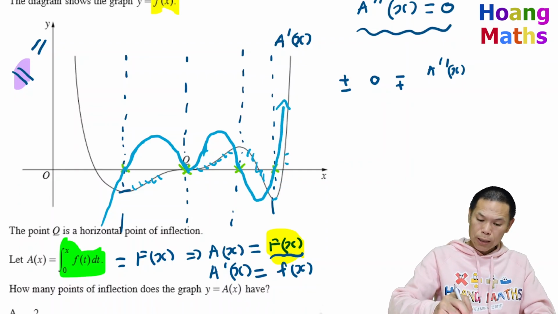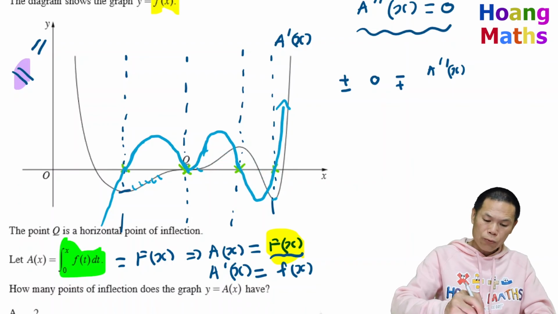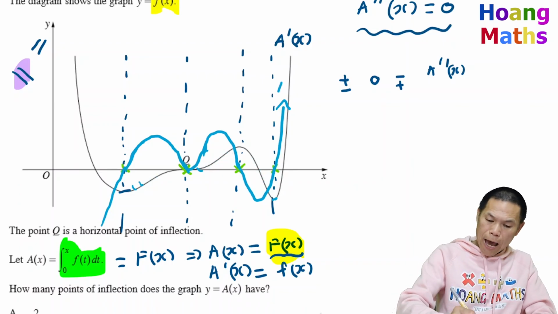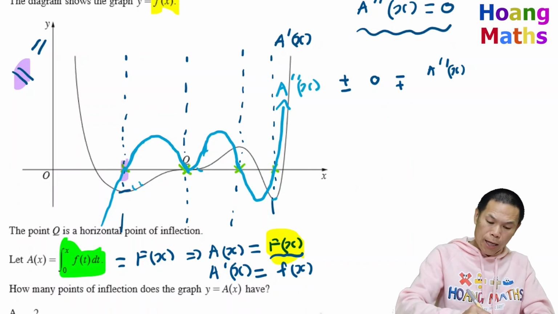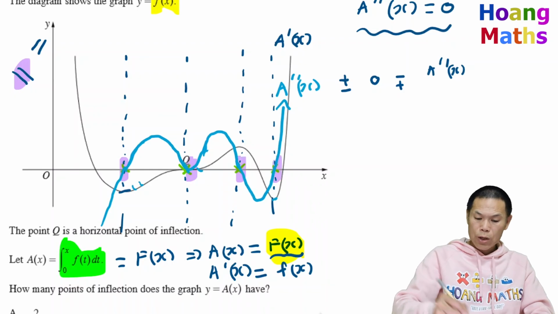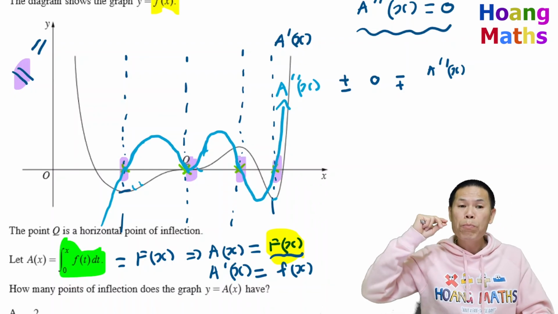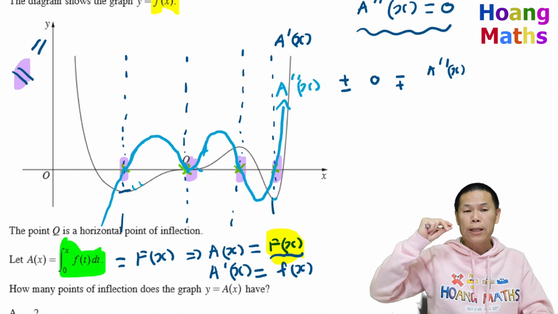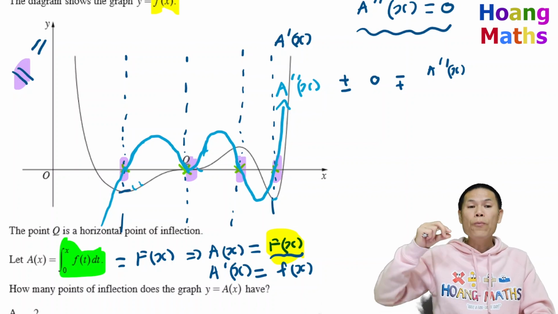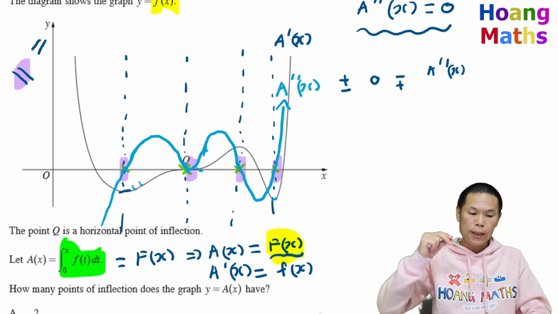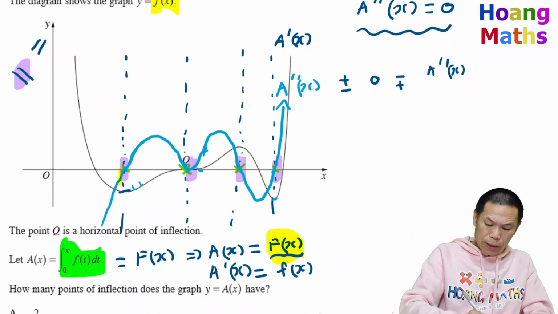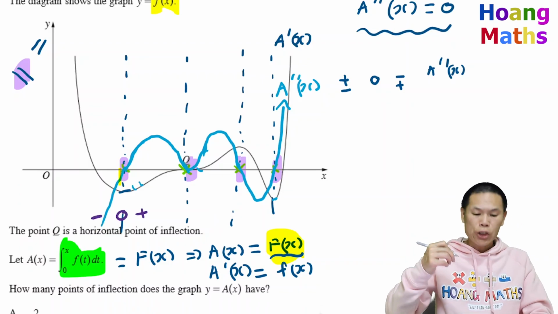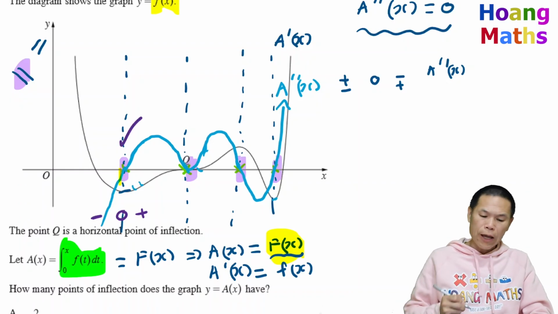Let me clear some of this first, which makes it easier to read. There you go, this is A''. So these are where A'' is equal to 0, which means there are possible points of inflection. So we need to look further into the concavity. If you look at the concavity, this A'' is negative, then we have 0 and positive. So the concavity changes. So this is a point of inflection.